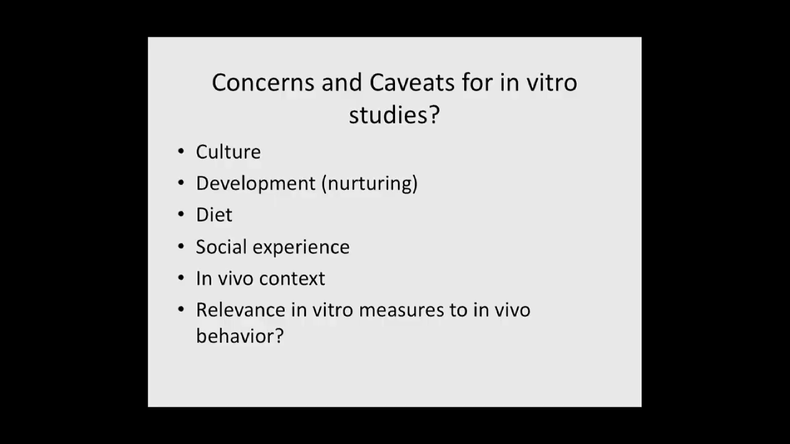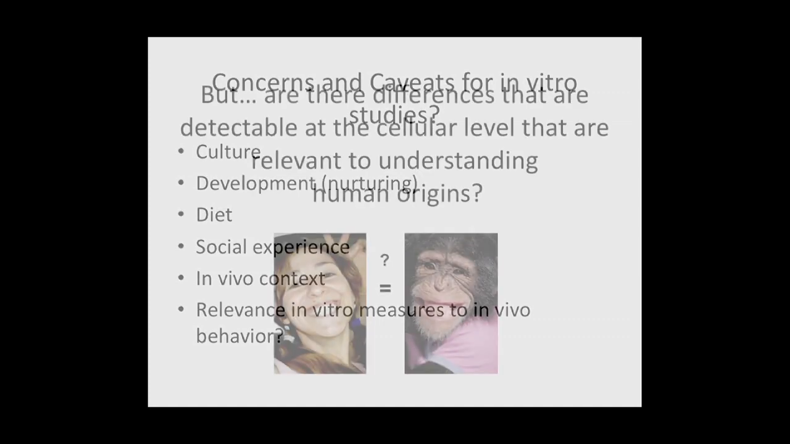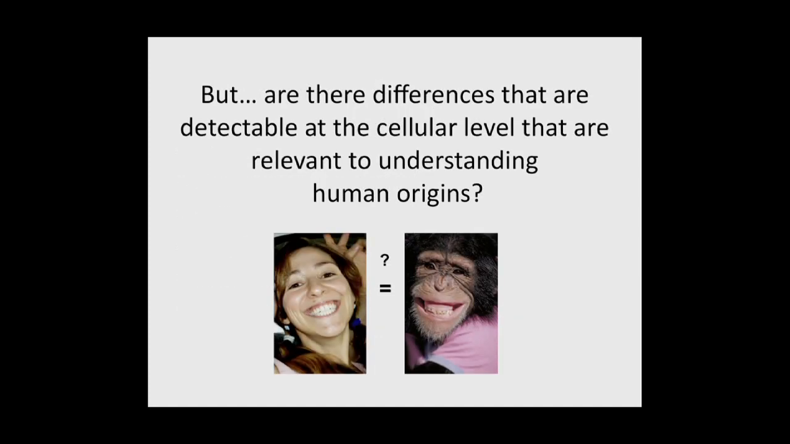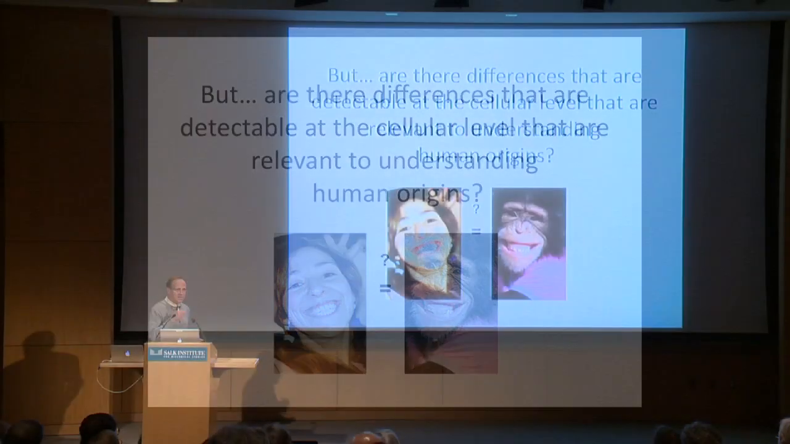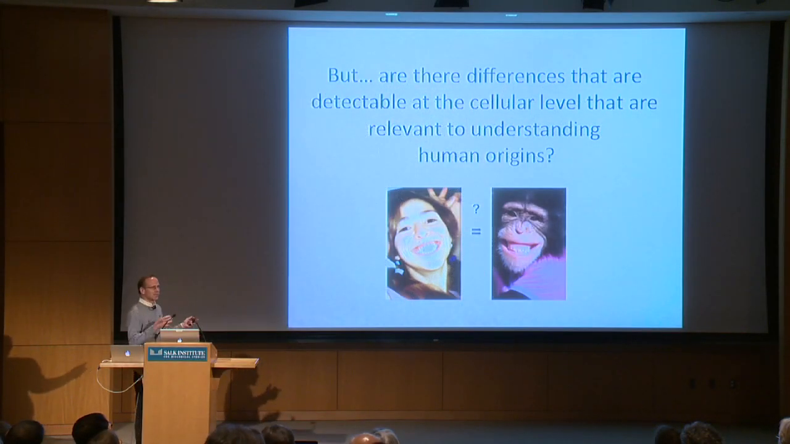And really, even if we find differences there, what's the relevance of an in vitro measure for the in vivo behaviors that we're looking at? So we're aware of these limitations, but nevertheless, are the differences that are detectable at a cellular level relevant to our understanding of human origins? And we pose this not as a solution in a broader sense, but as a new tool or a different tool to ask these specific questions.